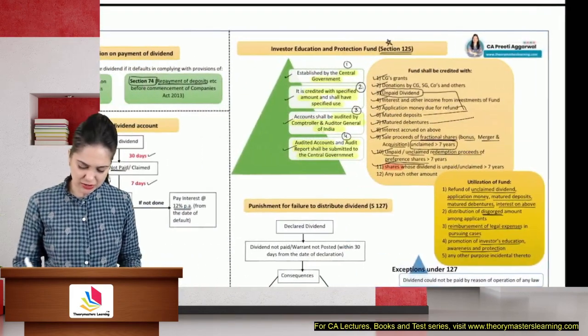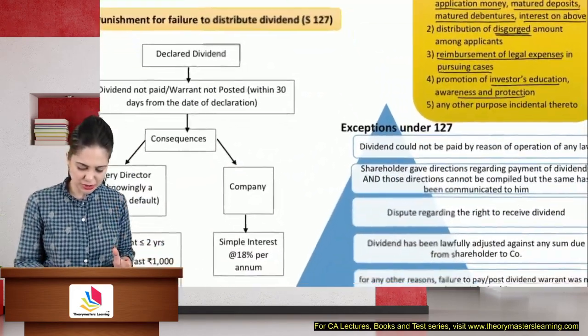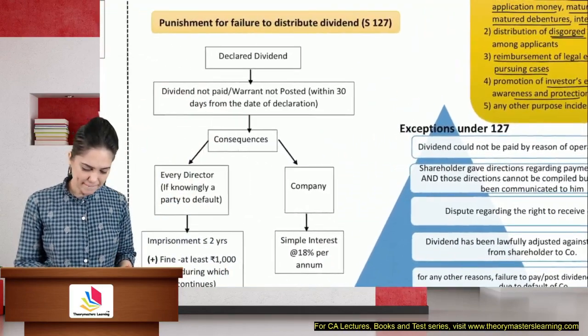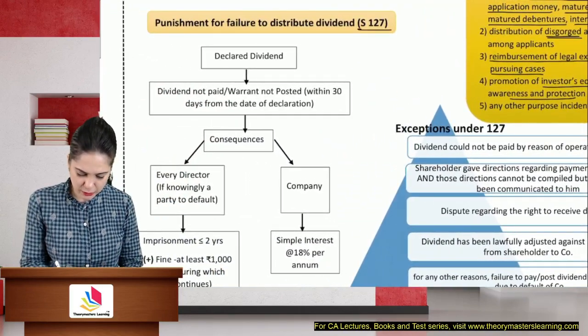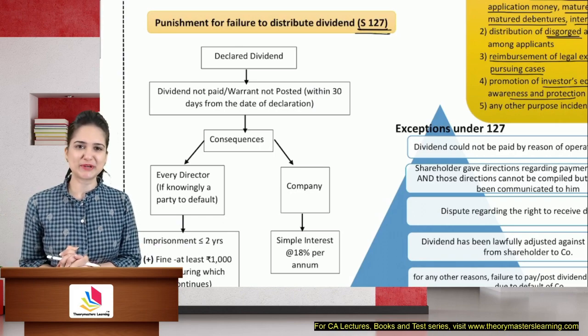So yes, students, you need to memorize all this. It can be asked in the exam mostly as a theory question. These are provisions of section 127. Punishment for failure to distribute dividend.